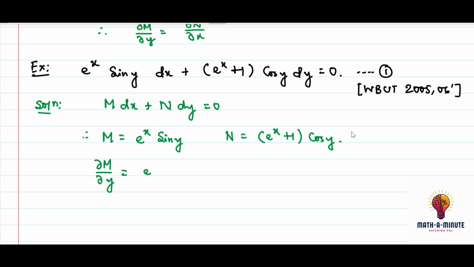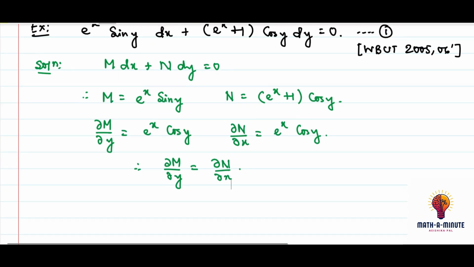Now differentiate M with respect to y, it will be e to the power x cos y, and if we differentiate N partially with respect to x, it will be e to the power x cos y. Therefore del M del y equals del N del x. So we can say that equation 1 is an exact differential equation.